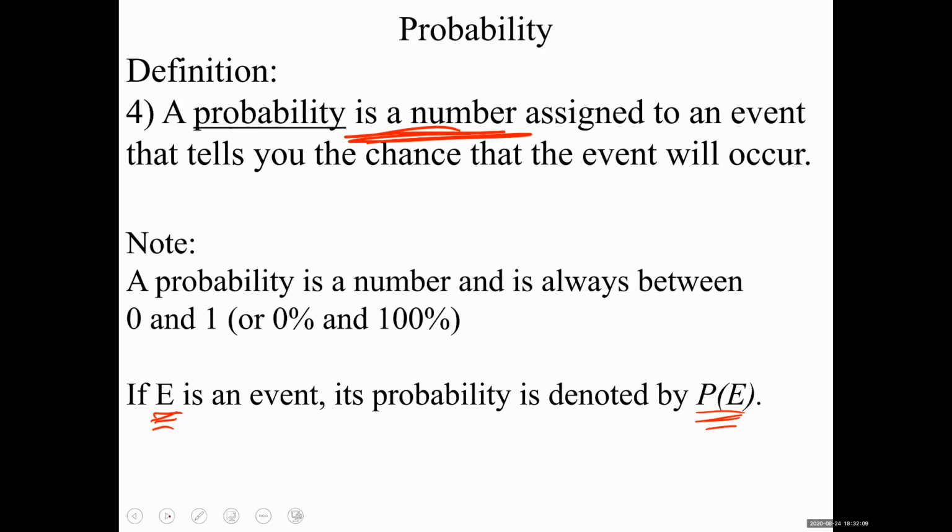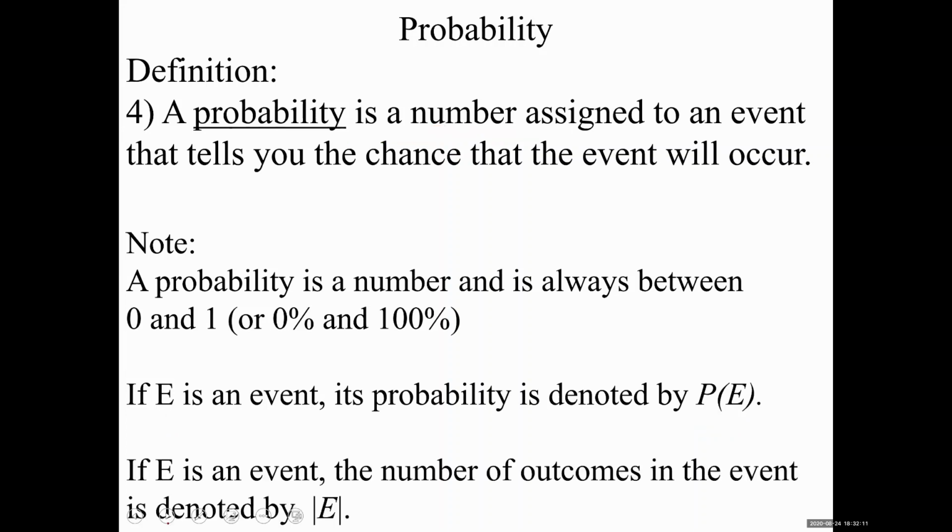One more bit of notation. If E is an event, the number of outcomes in the event is denoted by absolute value of E. So remember, E is an event, a capital letter is an event. If I put an absolute value around it, I'm asking you to count how many things are in that event. So you just count the number of outcomes in the event. That's what absolute value of E is.